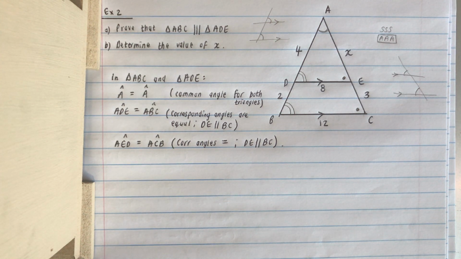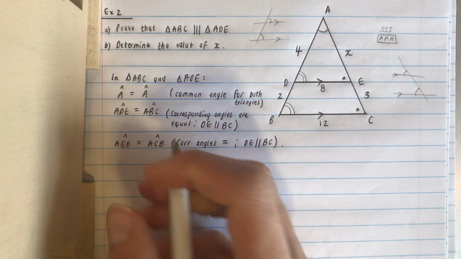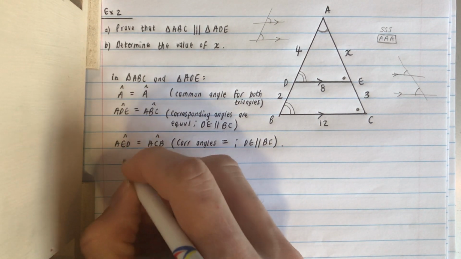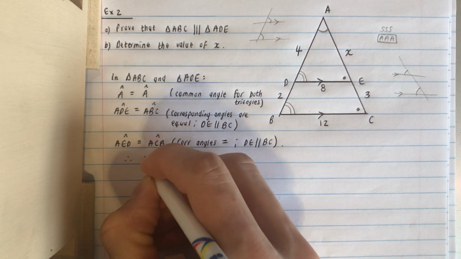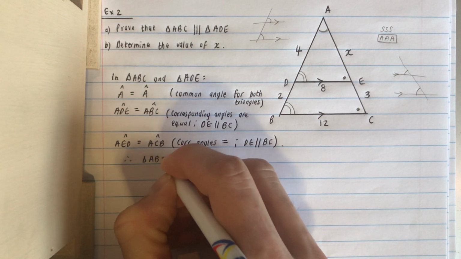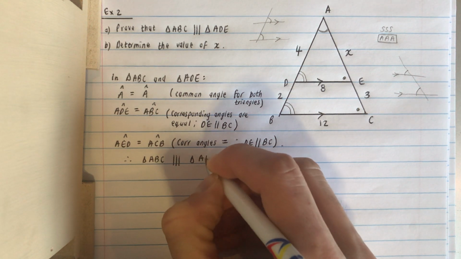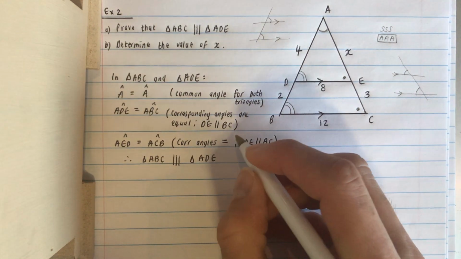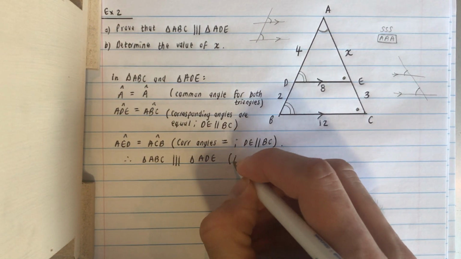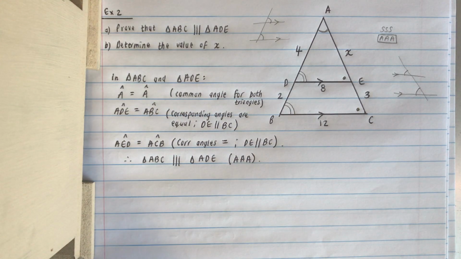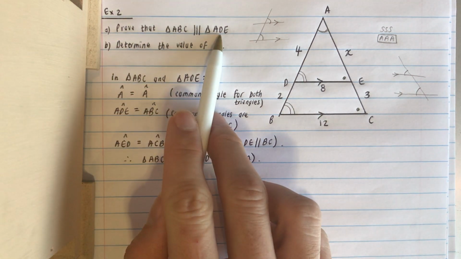Now we've proven that they are similar, because we have three angles that are the same. So we can say therefore triangle ABC is similar to triangle ADE, and our reason in brackets is angle, angle, angle. So we are done with question 1, which said that we need to prove that they are similar.